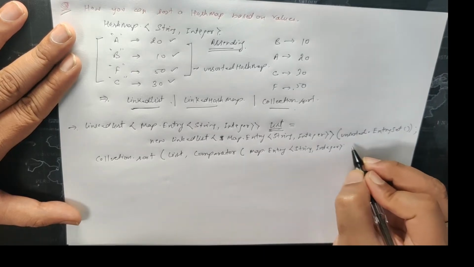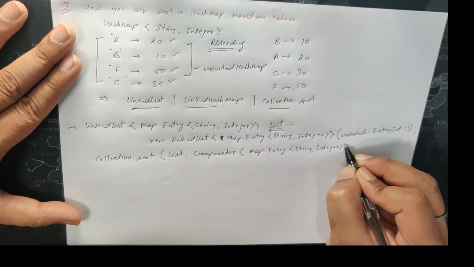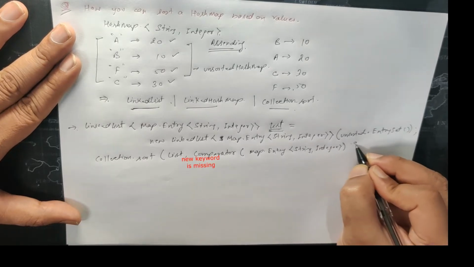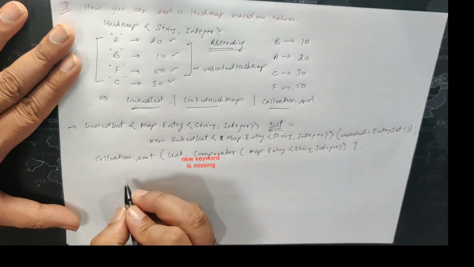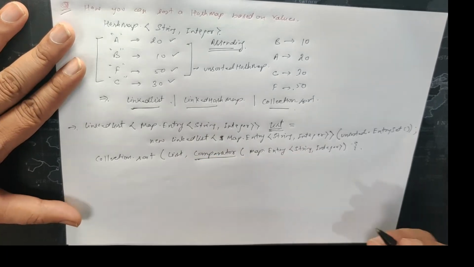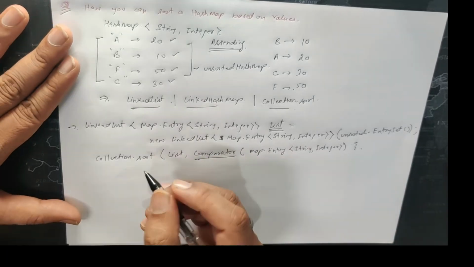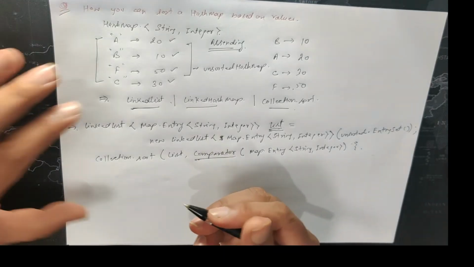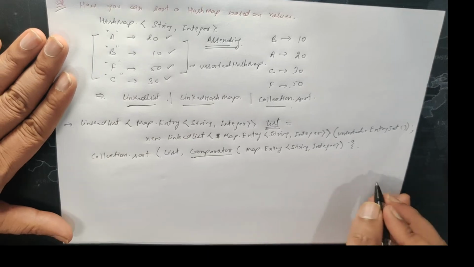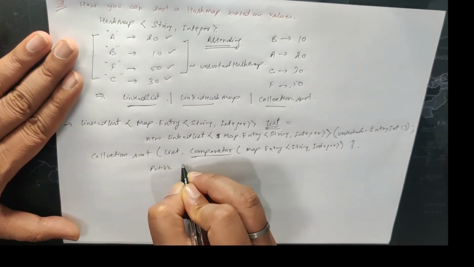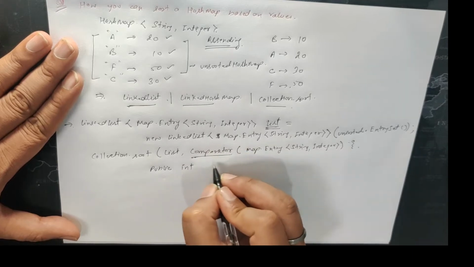So you can see what we are doing here. We are creating this comparator, and as we are using this comparator, we have to override the compare method, like public int compare.